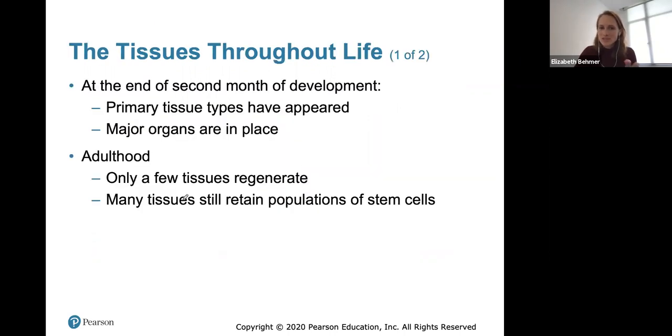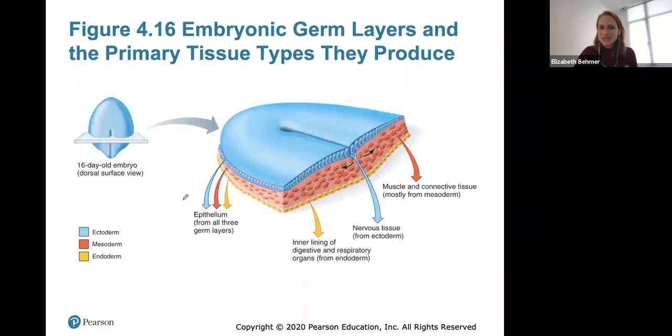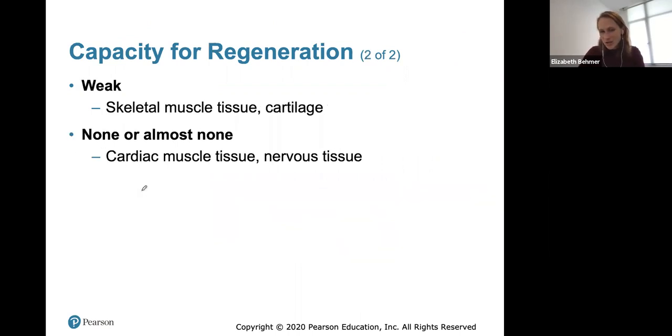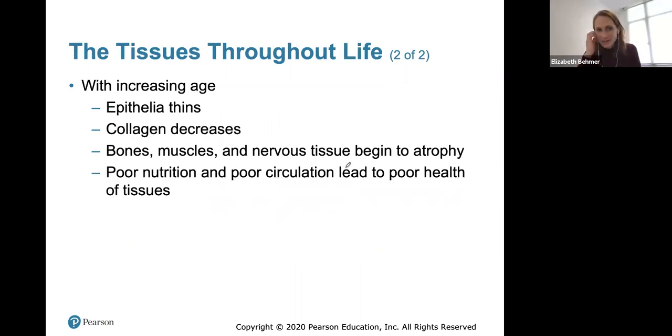Tissues throughout life change a little bit, going from the embryo to adulthood. And you guys can see here a little bit how embryonic germ layers will change into the various tissue types that'll be formed. Good to excellent is epithelial tissue and the ability to regenerate itself. Moderate isn't able to regenerate itself as much. And none or almost no regenerative capacity is cardiac muscle tissue and nervous tissue. So when these cells die, they basically do not regenerate themselves.